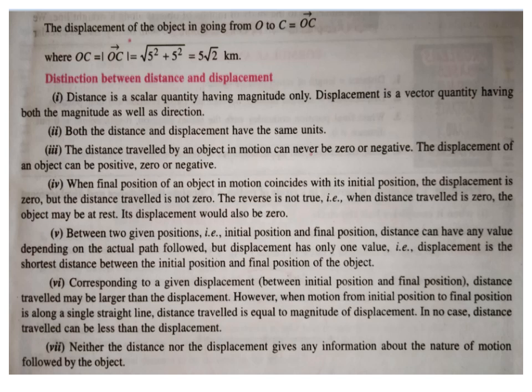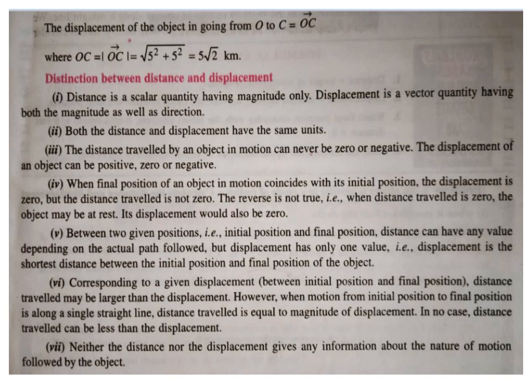Now let's differentiate between the distance and the displacement. Distance is a scalar quantity, whereas displacement is a vector quantity. A scalar quantity is one which has only magnitude, and a vector quantity is a quantity which has magnitude as well as direction. Both the distance and the displacement have the same units.